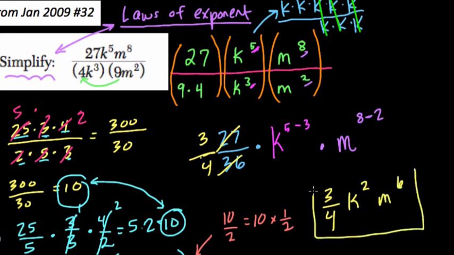Now we're done. And what we've done, we know we simplified it. We know we finished because really there's nothing else to do. We applied our laws of exponents here and here, and we reduced our fraction to the lowest terms. There is no further to go. We've simplified it, and that's our answer. Thanks.